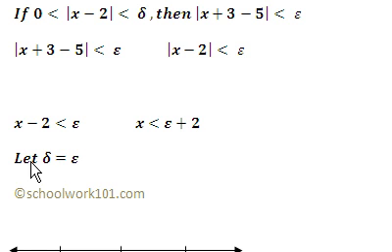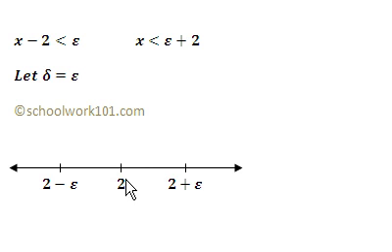Now what we're claiming now, or what we've shown, I should say, is that our delta, which we were looking for, is actually equal to our epsilon. Right, so here's our 2, and we want to go out to the right hand side a 2 plus epsilon, and that means that we can come back in this direction a 2 minus epsilon.